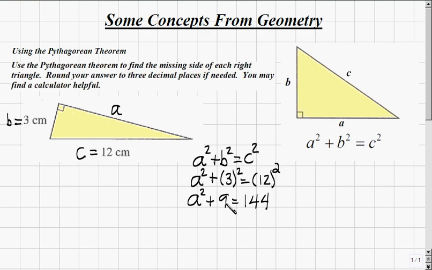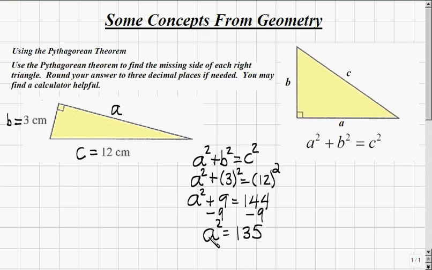Next, for us to find out what a will be, we need to perform things in an opposite kind of way. Since we're adding a 9, let's subtract a 9 from both sides of this equation, so that a squared plus a 9 minus a 9 will make the 9's cancel out, leaving simply an a squared. 144 minus 9 is 135.